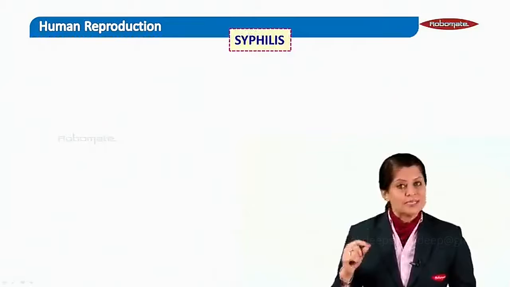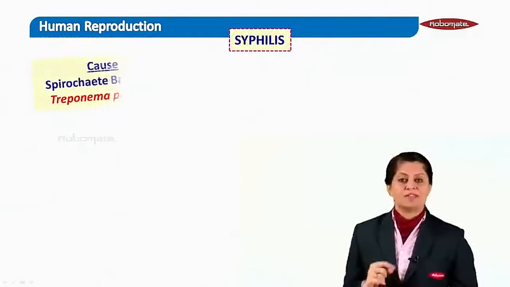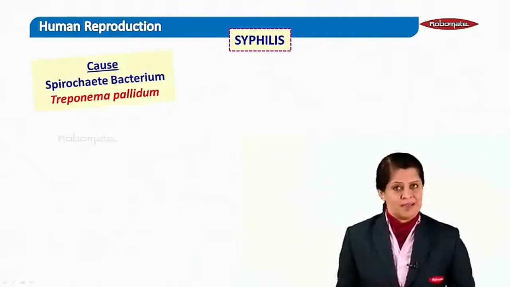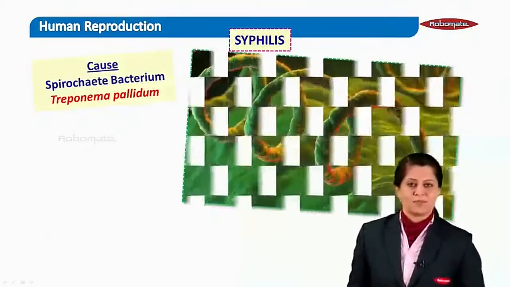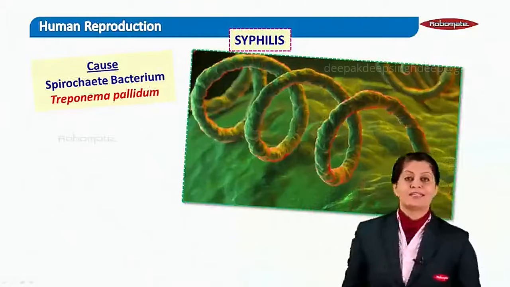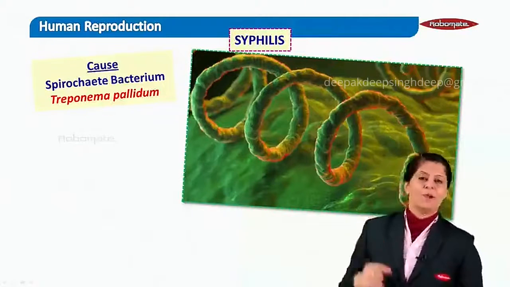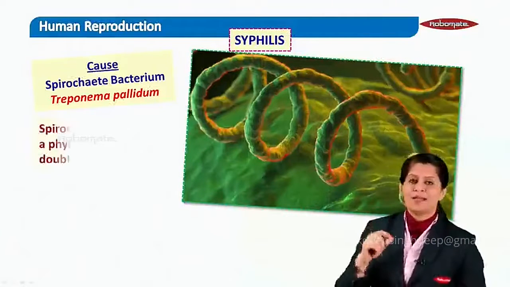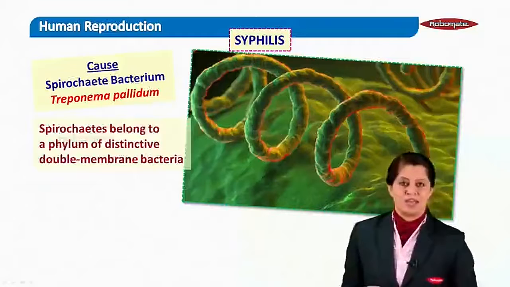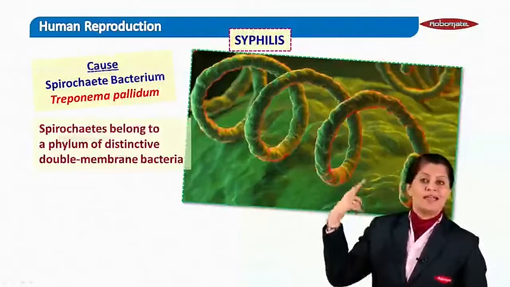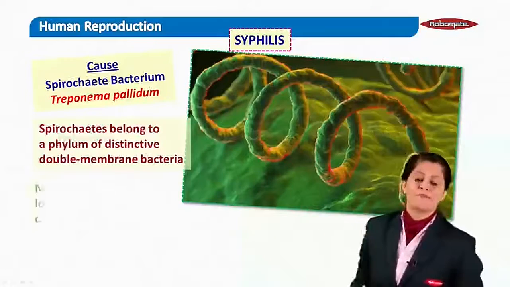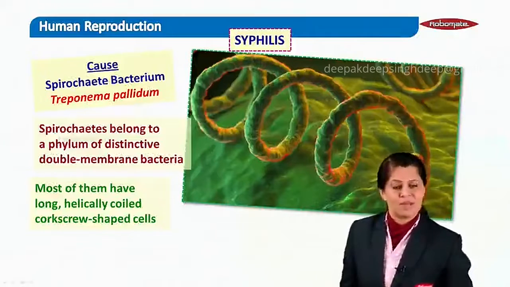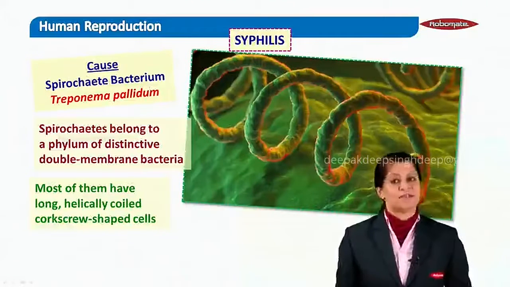First, what is it that causes syphilis? Syphilis is caused by a bacteria called Treponema pallidum, and we would like to see how it looks. The bacteria looks like this. It's a spirochete bacteria. Now what is a spirochete bacteria? Students, spirochete bacteria are typically double membrane bacteria, and their shape is also helically coiled, corkscrew type shape. So these are typical spirochete bacteria, and in this case, which spirochete bacteria are we talking about which causes syphilis?